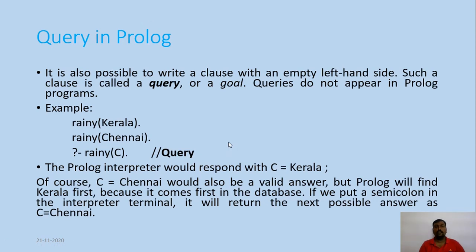Next, we can write queries inside Prolog. It is possible to write a clause with an empty left hand side. Such a clause is called a query or a goal. Queries do not appear in Prolog programs. We have to write the queries in the interpreter section of the Prolog language. For example, if we are inputting the facts like Rainy of Kerala, Rainy of Chennai, then if we are declaring a variable like Rainy of C, it will show the output like C is equal to Kerala. And if you put a semicolon after that, it will show us C is equal to Chennai. I will illustrate this with the Prolog interpreter.